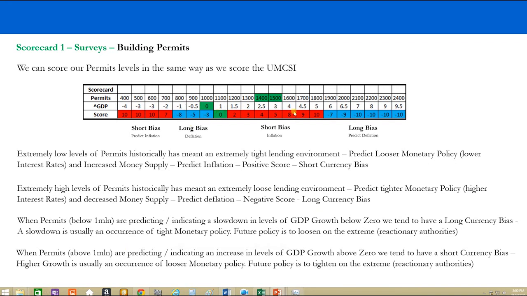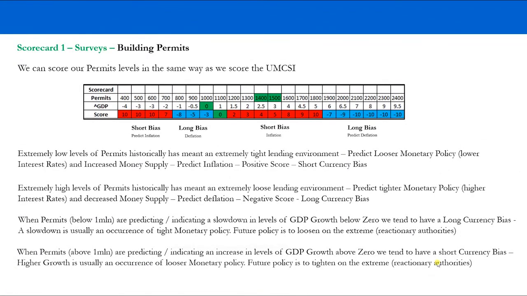Now, when permits are above 1 million, we're predicting or indicating an increase in levels of future GDP growth above 0. And we tend to have a short currency bias because higher growth is usually an occurrence of looser monetary policy. And on the extremes, future policy is to tighten, as we've already seen. So you can see how the scorecard of building permits actually looks. The composition of it is pretty similar to the UMCSI. So we can now look at them both and have a look at what scores we're very likely to give them.